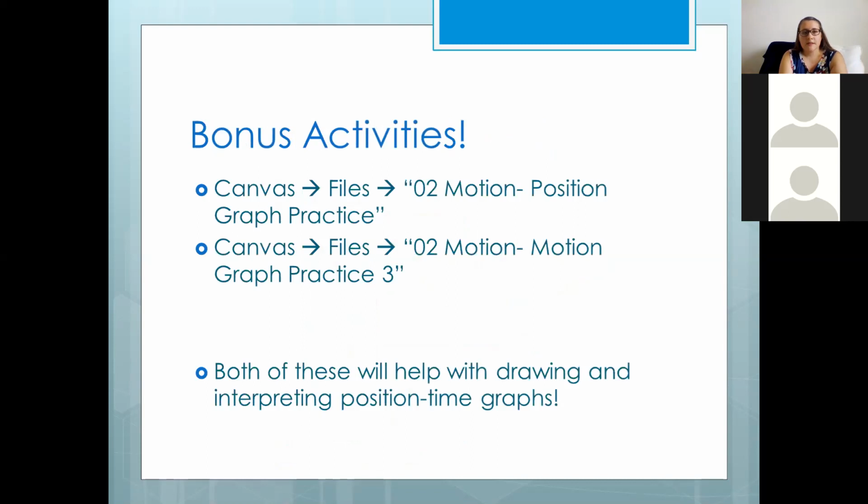Okay, this slide I didn't have. I don't think I had this in the PowerPoint yesterday. Maybe I did. I don't remember. But here are the 2 practice activities that you can use for the information that we covered yesterday: position graphs and interpreting what they mean, figuring out what the velocity is from a position time graph.